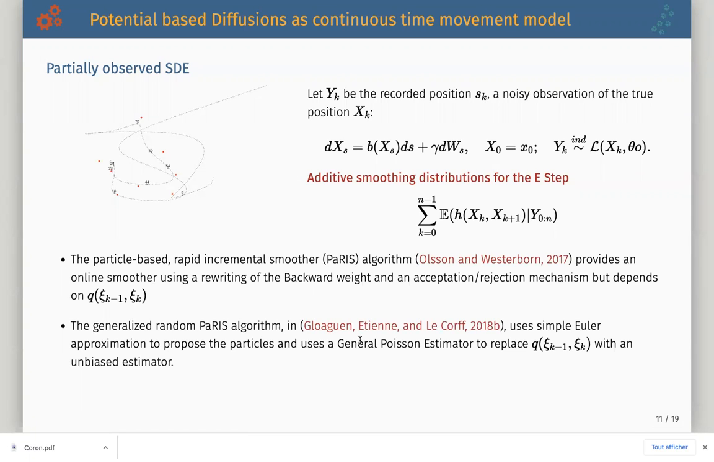And so again, Pierre and Sylvain Lecorf have worked a lot on that, and we proved that it's also possible to use the same idea, the same tricks, even if you don't have the exact value for Q, but just some unbiased approximation of this transition quantity. So there is a way to estimate this kind of model in a very general format, using the general Poisson estimator and the trick proposed by Olsson and Westerborn.